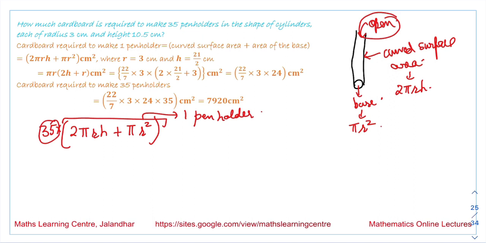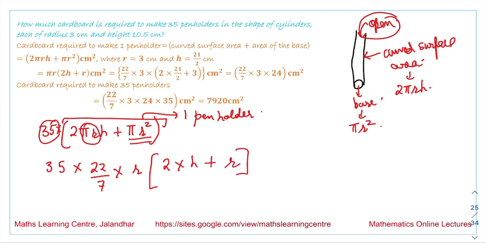We have to make 35 holders, so we will multiply it with 35. So what we will get is 35 into 22 by 7 into r. This thing is common, so from the first bracket we take pi r common. We are left with 2 into h plus pi r we have taken common, so it is r over here. So the answer is 35 into 22 by 7 into radius, which is given to be 3, into 2 into 10.5 plus 3.